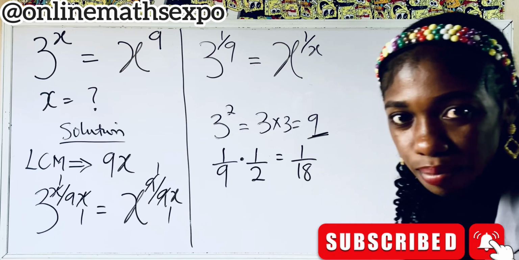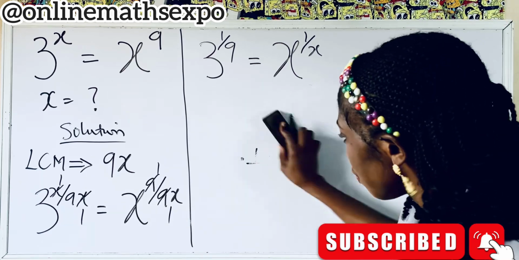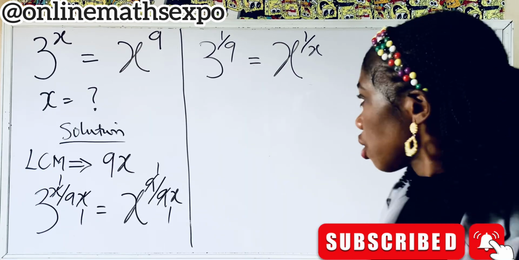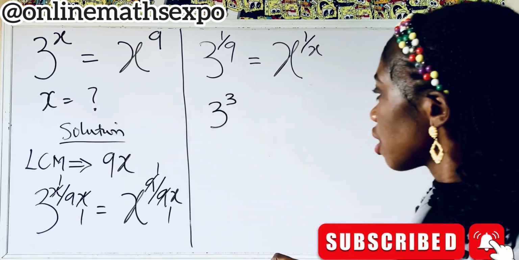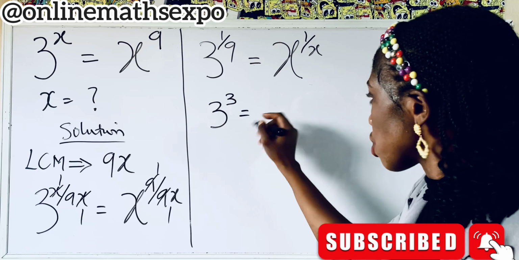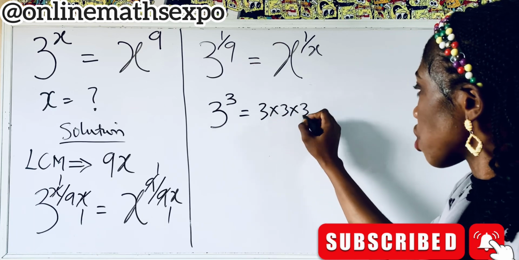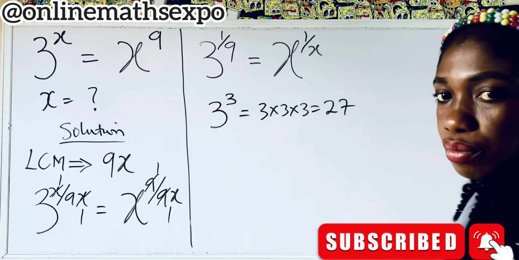So they are not the same. I take it off. Now let's try another. What if we have 3 to the power of 3? Let's see what it gives us. It is 3 multiplies 3 multiplies 3 to give us 27.